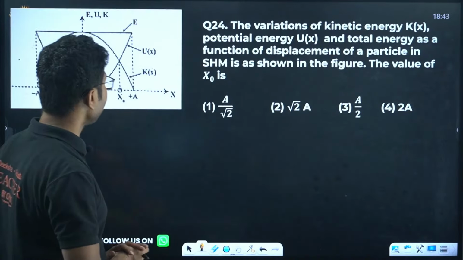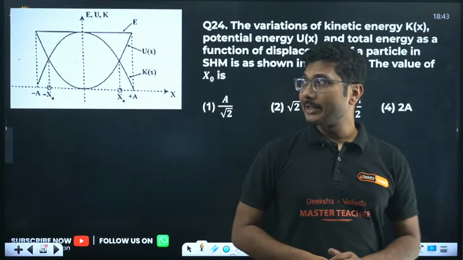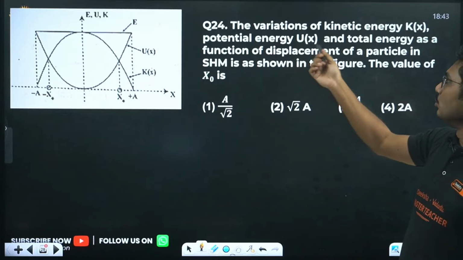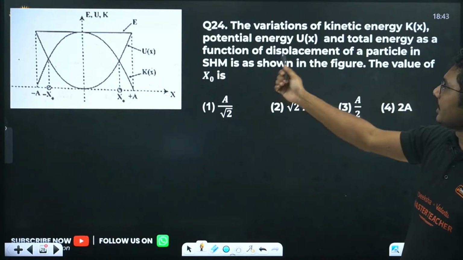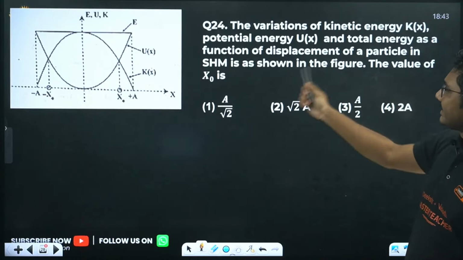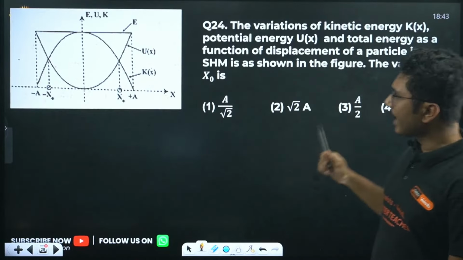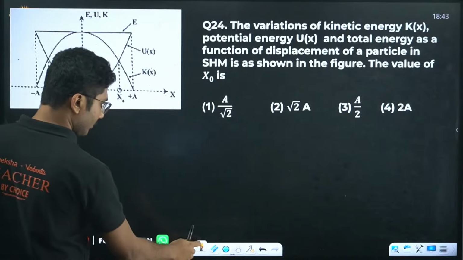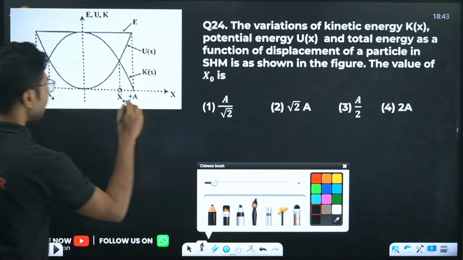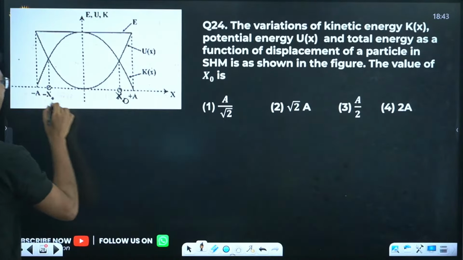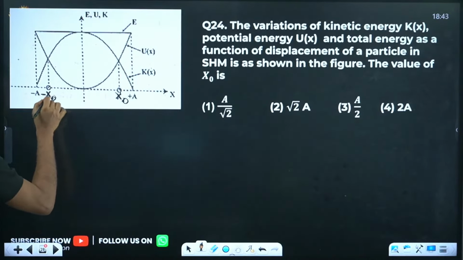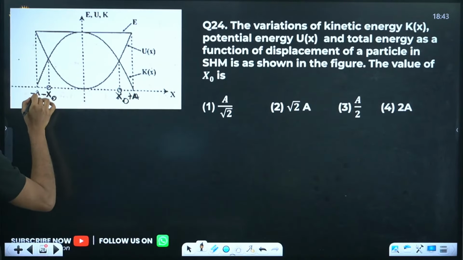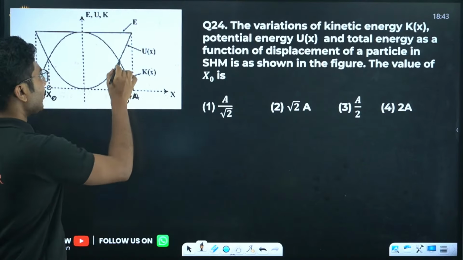Now next question. The variation of kinetic energy K and potential energy U and total energy as a function of displacement of the particle in SHM is as shown in the figure. The value of x0 is? So you have to find the value of x0. Those who are not able to see, these points are x0. This is plus x0, this is minus x0. Okay, this is plus A, this is minus A. A is amplitude. So what is the location of this?